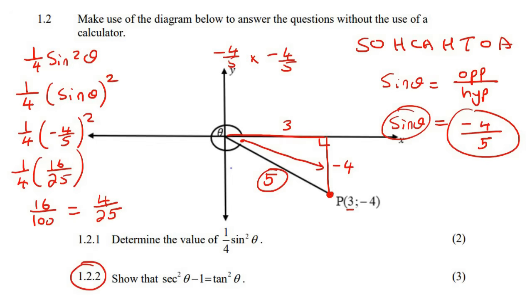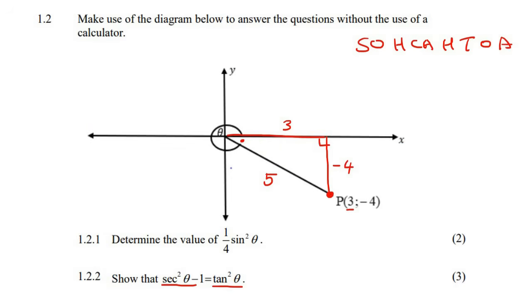Okay, this one says, show that this is equal to that. Now we're allowed to use the diagram, so let's go work out. Remember, when you see sec squared theta minus 1, you can just think of it as sec theta squared. Okay, so let's go work out that side first. So let's just say we're going to work on the left hand side, so that's this side.